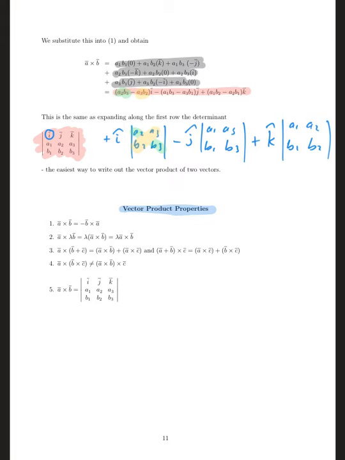The first one we've seen already, which is that a cross b is equal to minus b cross a. The second one is to do with multiplying a scalar in. So if I multiply a scalar in front of the whole cross product, that's the same as multiplying that same number in front of a or in front of b.